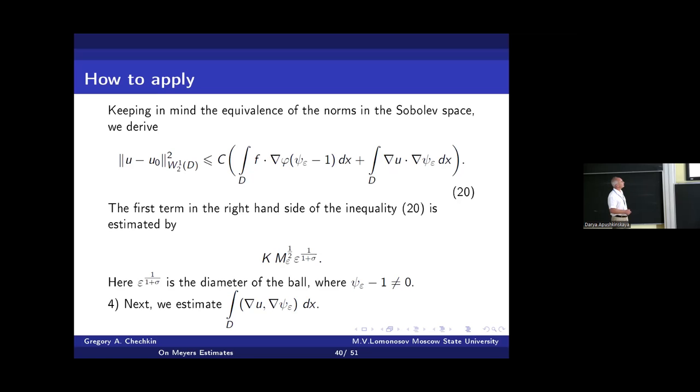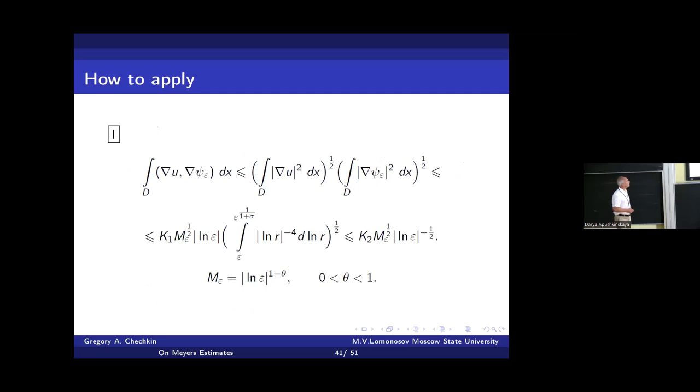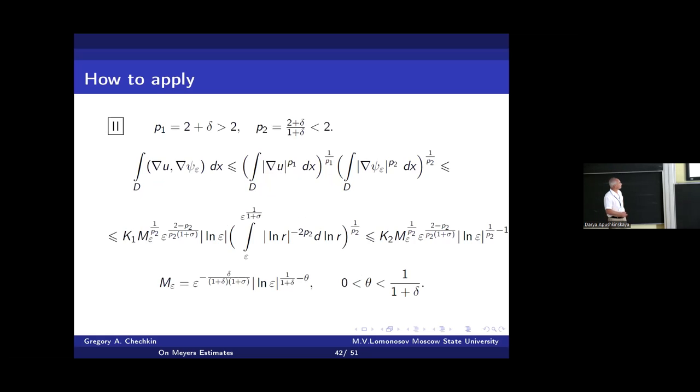This is quite easy to estimate. It's just epsilon to the power. And it's quite easy to see that if I estimate it without Meyers estimates, so just here we have one half and one half, then I obtain the square root of the number times the logarithm. And it means that the number can be only logarithmic. It's just easy to calculate.